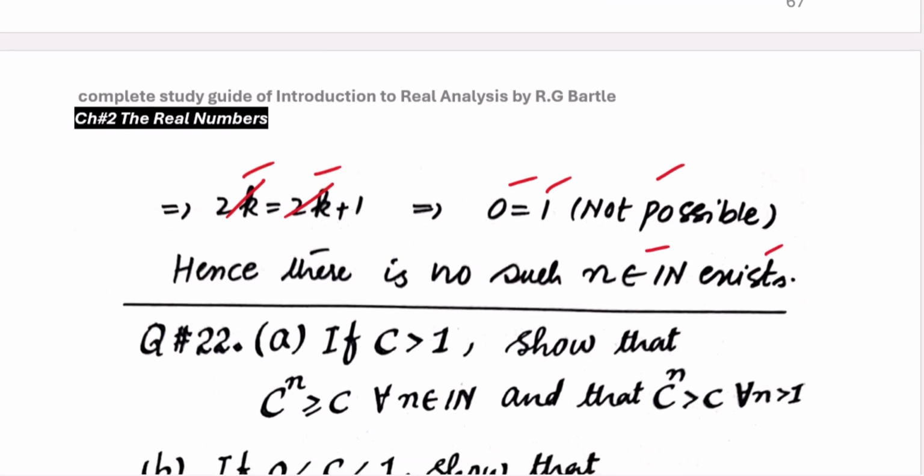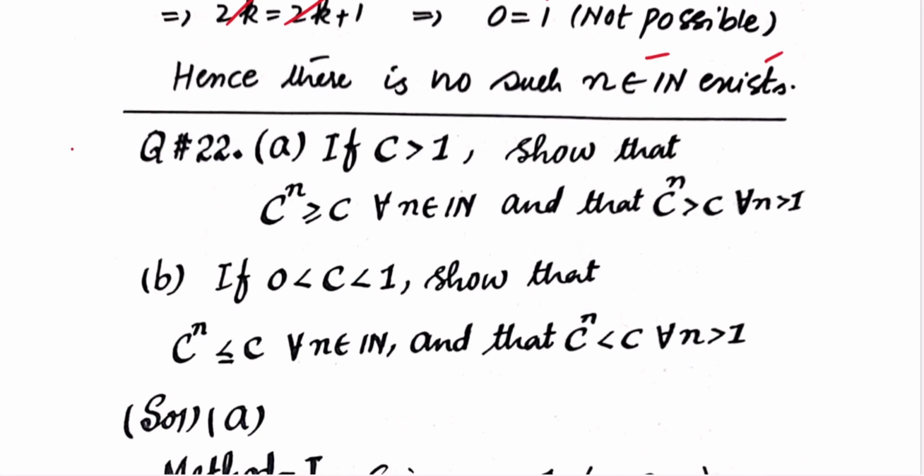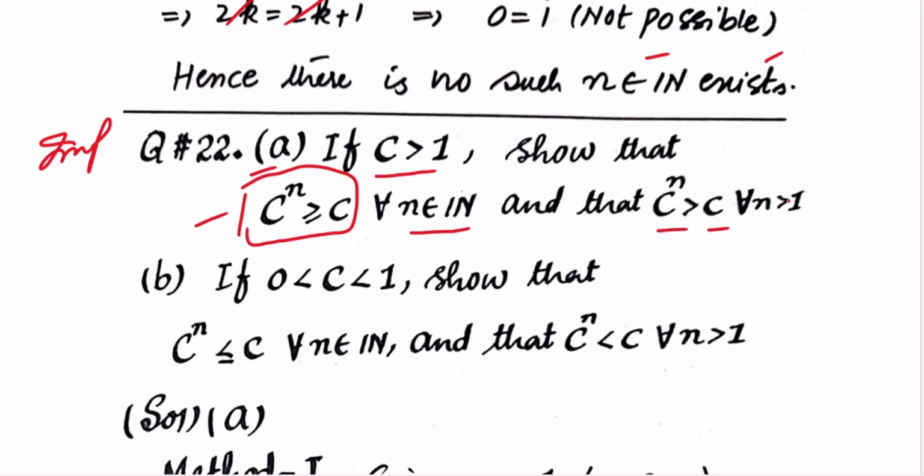Question number 22. This is a very interesting question, and I have solved it using three different methods. In this question, there are two parts, A and B. In the first part, if C is greater than 1, then we have to show that C^n is greater than or equal to C for all natural numbers n, and C^n is greater than C if n is greater than 1. That is to say, n equal to 1 is not included here.